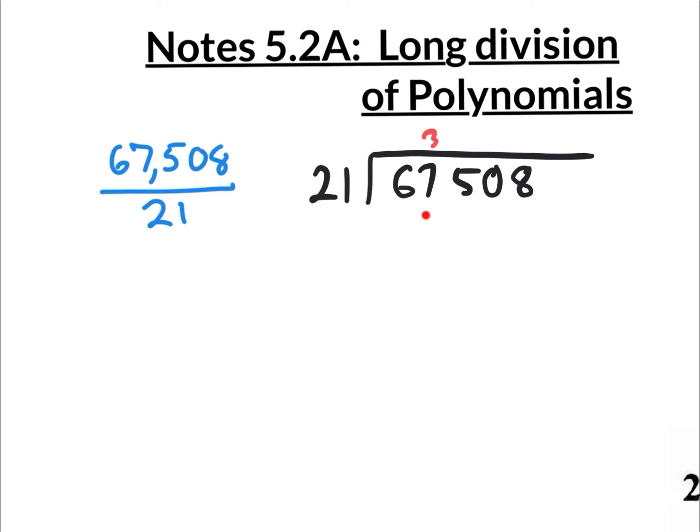3 times 1 is 3, so you put that 3 right below the 7. And then 3 times 2 is 6, and you put that right below the 6. And we are subtracting. However, what I want you to do right now, for the sake of getting better prepared for today's lesson, is to put that 63 in parentheses. I know that looks weird, but it'll really help you in a couple of minutes when we get to long division of polynomials.